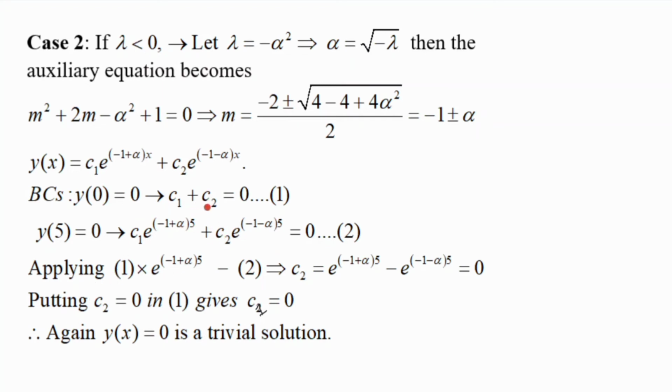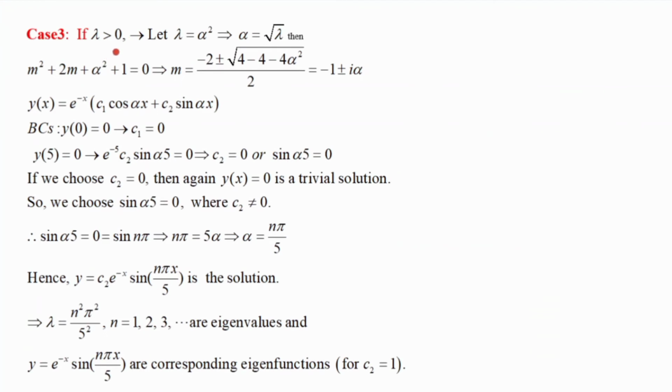So when we multiply equation number 1 by e power (minus 1 plus alpha) 5, then subtract the new equation number 1 and equation number 2, we get C2 equals this. That means we get C2 equals 0. Now when we put C2 equals 0 in our equation number 1, we get C1 also 0. That means again we get the trivial solution. So now we have case number 3 to get the non-trivial solution. Let us consider case number 3.